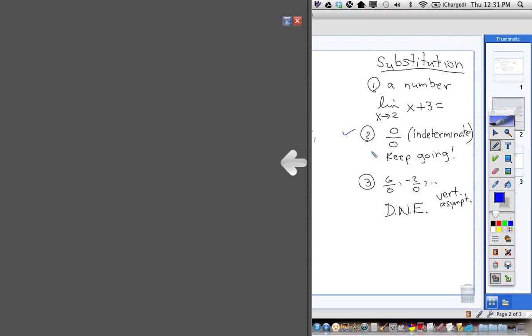The other thing that can happen is you get a number over 0, like 6 over 0, negative 2 over 0, something like that. For right now, that's basically a vertical asymptote in the graph. If you get that, we'll just put does not exist. And if we're doing a no calculator algebra one, we'll just say does not exist and stop there. I think there was one on the homework where you got 0 over 0. Was it number 3? You plugged in first and got 0 over 0.